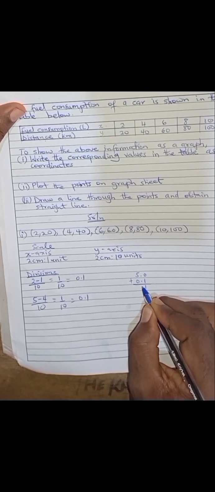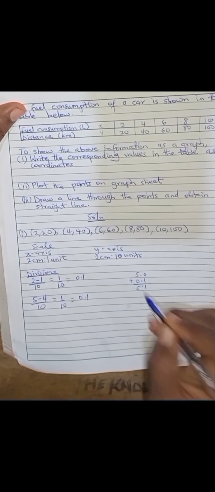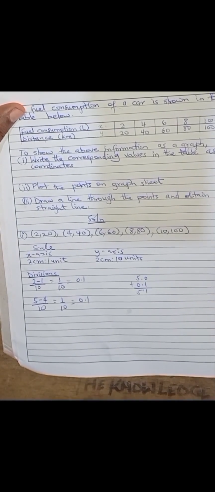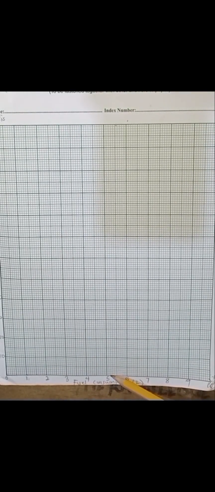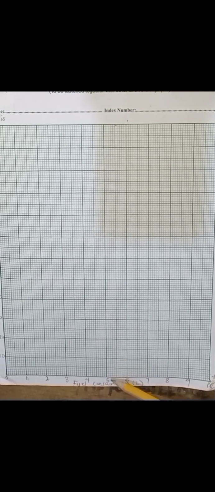Then you bring your points. That is 5 plus 0, 5. So the next number is 5.1. So here is 5.1. Then what is the next number after 5.1? We add the very interval we calculated for, which is the 0.1. We add the 0.1 to 5.1.